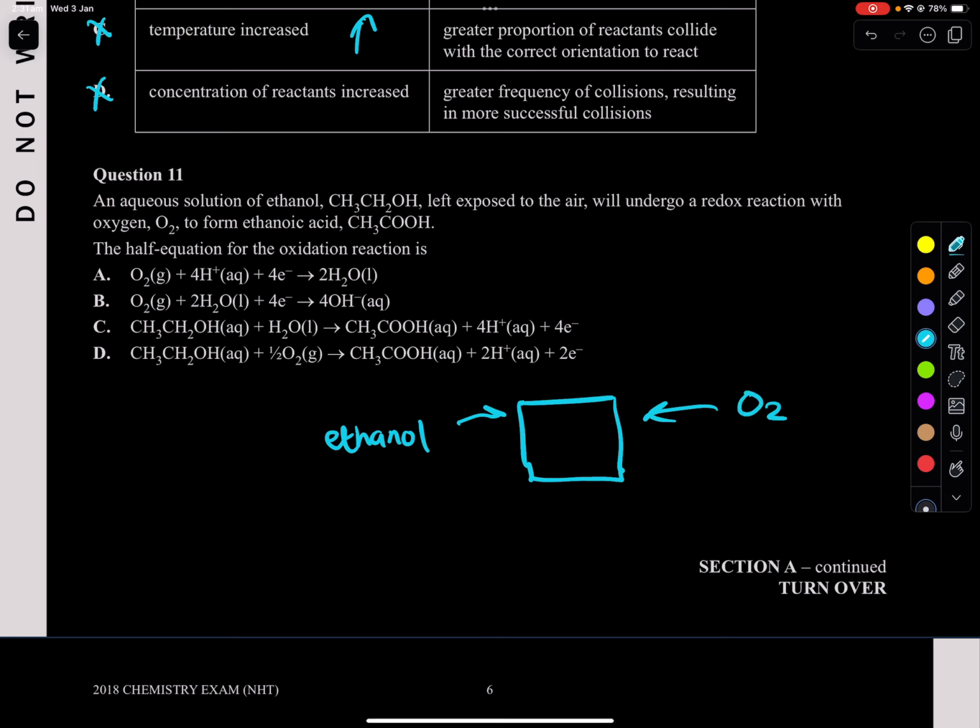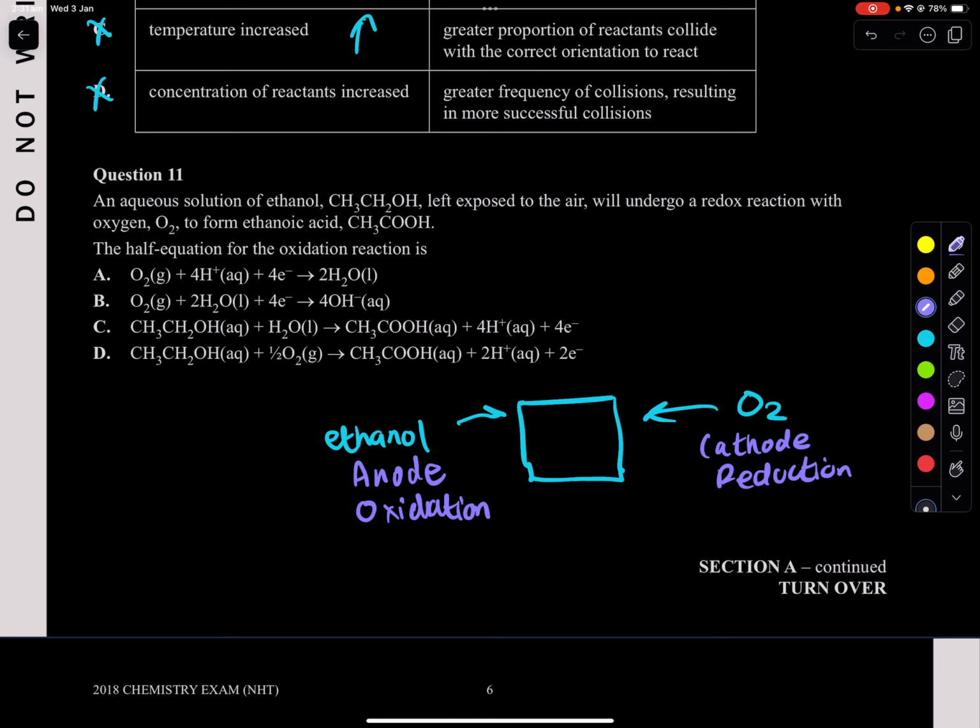And what do we know? Whenever in a fuel cell there's oxygen gas reacting, it is always the cathode. Remember, the cathode is where reduction occurs. Here, because ethanol is the fuel, it is going to be the anode, where oxidation occurs.